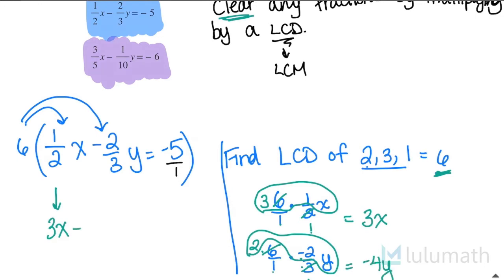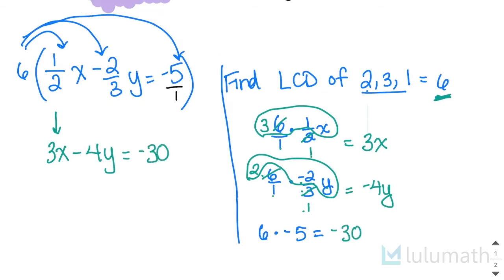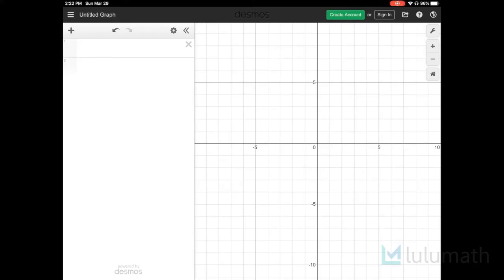So this is 3x minus 4y equals, now I also have to multiply this 6 through to this -5. I don't need to write fractions for either one of these because they're just regular integers. When I multiply 6 by -5, I get -30. So that means that my original blue equation is now this new green equation that we have here.